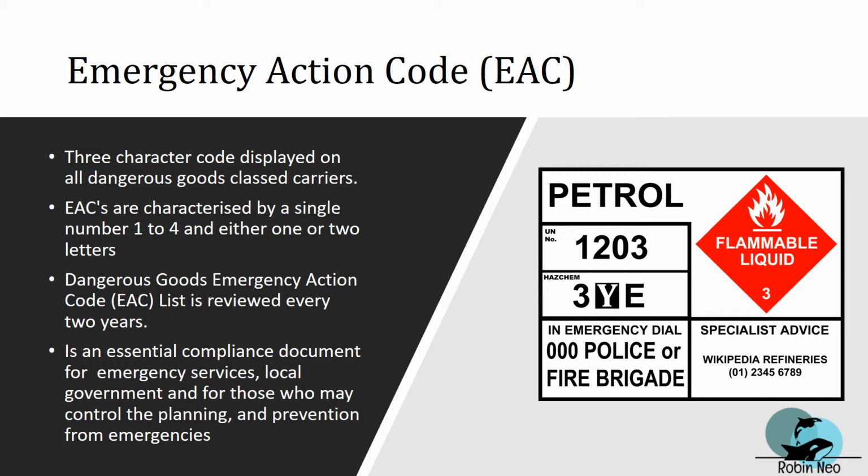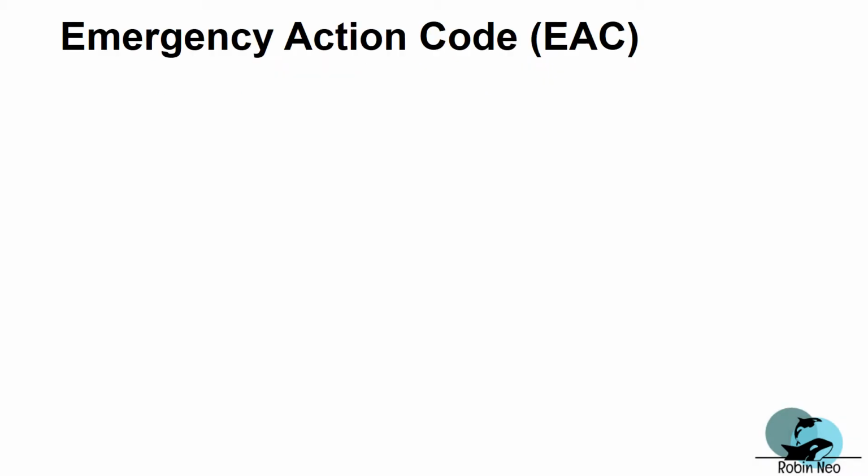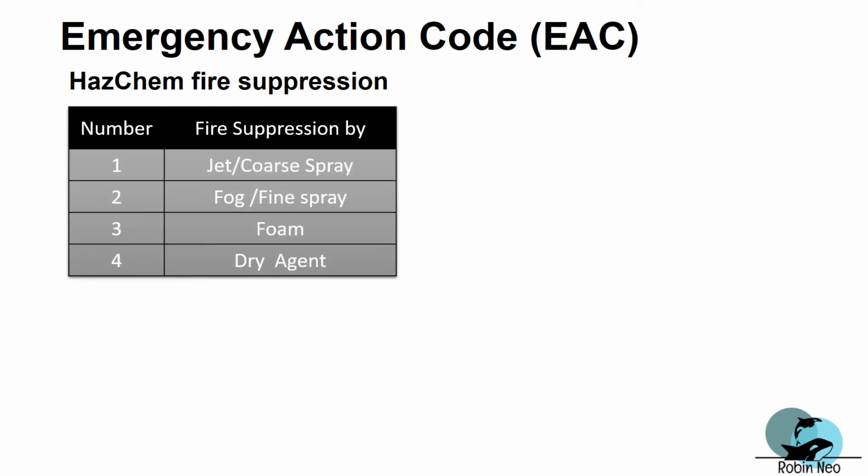It is an essential compliance document for all emergency services, the local government, and for those who may control the planning and prevention of emergencies involving dangerous goods. Let's see what the characters in the Emergency Action Code show. The first character in the code is always a number ranging from 1 to 4. This number is indicative of what type of fire suppressant should be used to suppress a fire from igniting or extinguish a fire caused by the chemical.